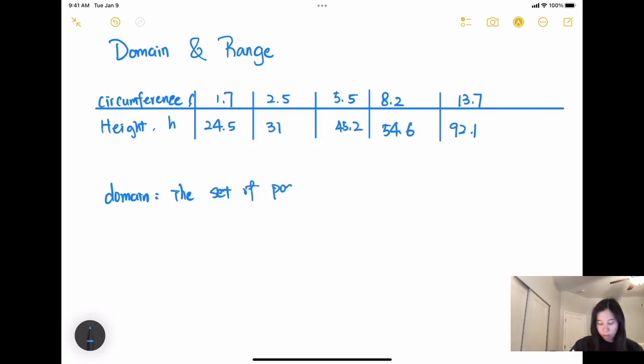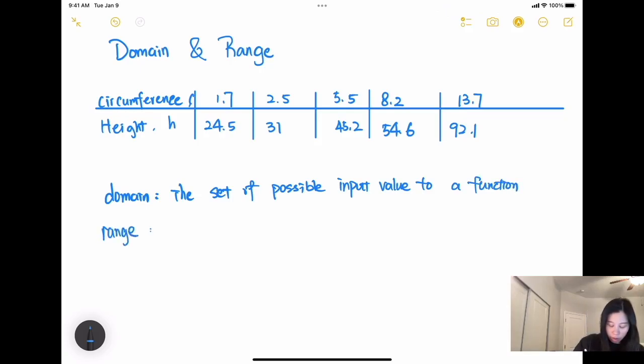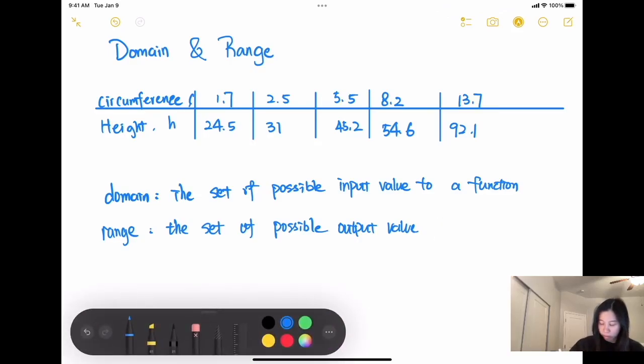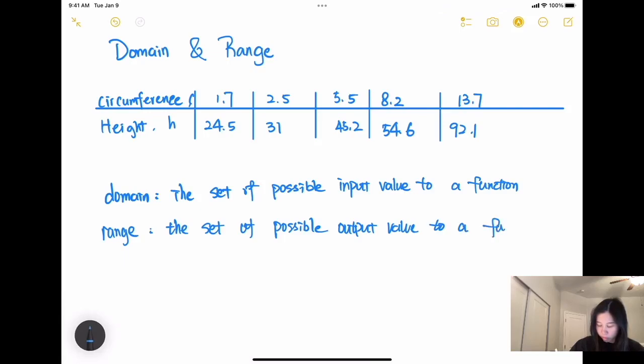By definition, a domain is the set of the possible input values to a function, and the range means the set of the possible output values to a function. So now it makes sense.